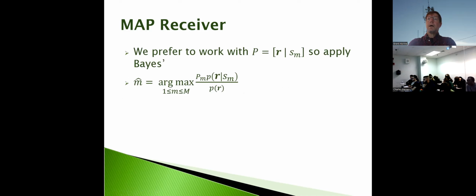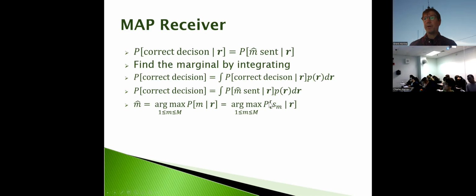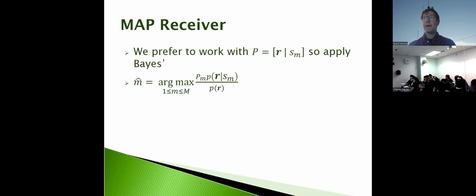Okay, so now actually we'd prefer to work with the probability of R conditioned upon S sub M, right? So if we go back here, we have the probability of S sub M given R. So that means we have to receive something and kind of predict what sent it, right? Whereas this is a little bit more knowable, that we can predict the impact on R based upon S sub M.